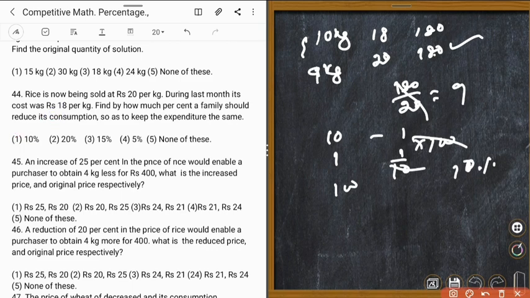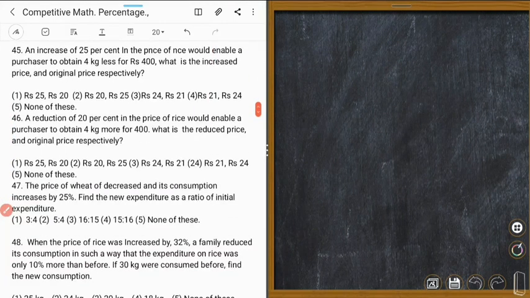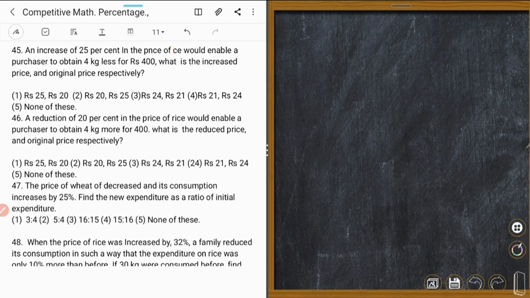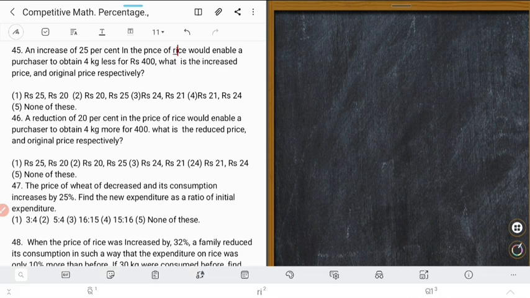Okay. Next one is 45. An increase of 25% in the price of rice would enable a purchaser to obtain 4 kilos less from 400. What is the increased price and original price respectively? Could you understand what this is? This is rice.